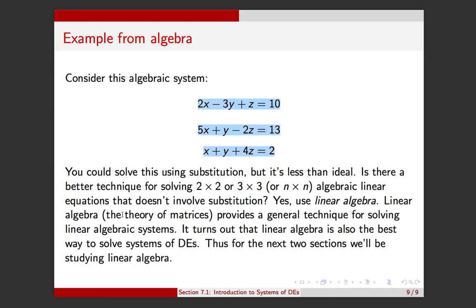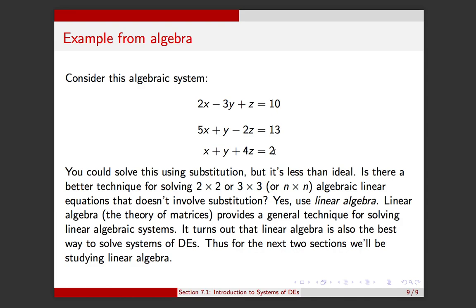Linear algebra, which is the theory of matrices, gives a general technique for solving linear algebraic systems like this. It turns out that linear algebra also is the best way to solve systems of differential equations, although seeing where that linear algebra shows up is a bit more subtle than in this Algebra 2 problem. What does that mean for us? That means for the next two sections, you'll be given a crash course in the linear algebra you need to analyze systems of differential equations.